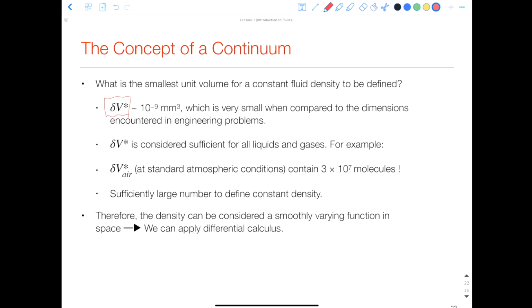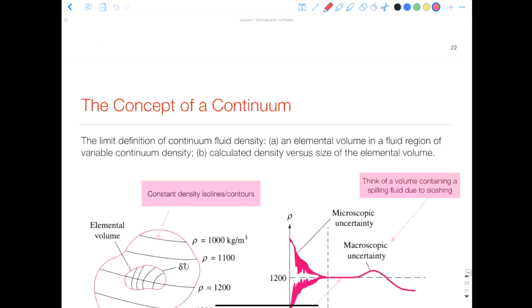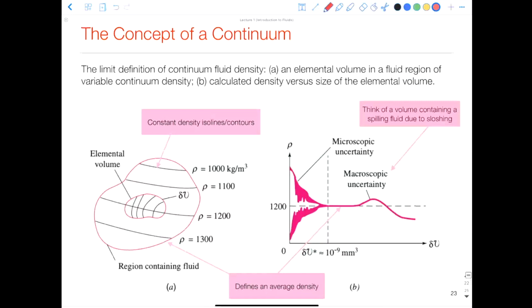So density, one of the material properties, can be considered a smoothly varying function in space if we apply this continuum concept and our unit volume is sufficiently small to capture this size. So what happens if we change the size of our continuum, or unit volume?